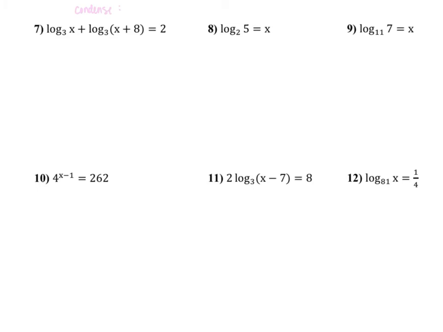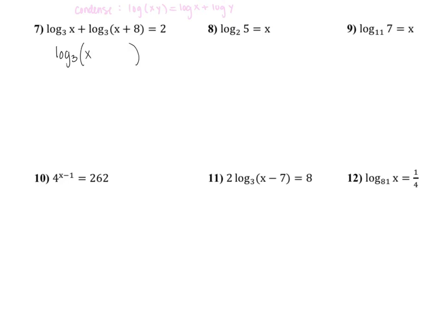So there's a property saying that if the logs are being added, then you can condense them using multiplication. So that's what I'm going to be doing here. Because I notice that this is a plus sign, I'm going to bring these 2 logs together. And also both of the logs are a base of 3, so I can definitely bring them together.